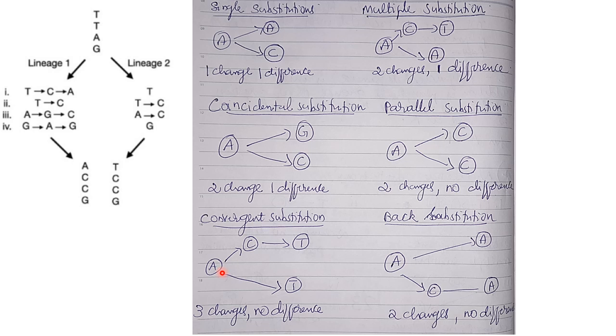Then convergent substitution is A giving rise to C, C giving rise to T, but A directly giving rise to T. So there is no difference in the substitution product, but there are 3 changes: 1, A to C; 2, C to T; and 3, A to T. Then back substitution is A giving A, but A giving rise to C, then C giving rise to A. So there is no difference, but there are 2 changes. That is back substitution. Now in this lineage we will see which all underwent single substitution, multiple substitution, like that.